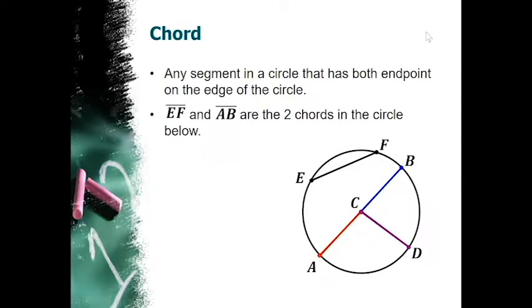Besides radii, there are also chords within a circle. A chord in a circle is any segment that has both endpoints on the edge of the circle. So it extends from the edge of the circle to another point on the edge of the circle. Here in my diagram, we have chord EF, which starts here on the edge of the circle and extends over here to F on the edge of the circle. We also have chord AB, which extends from here on the circle all the way across the circle to B.